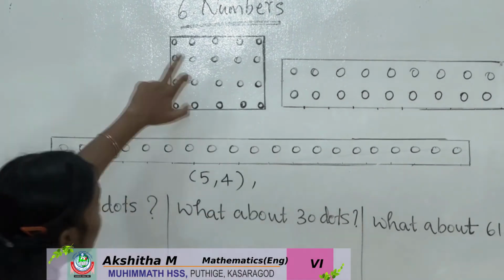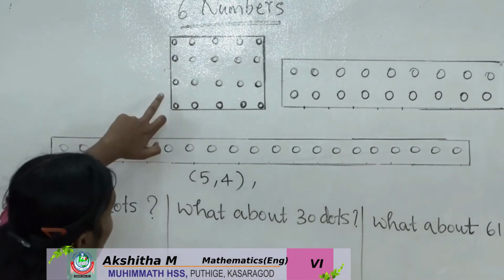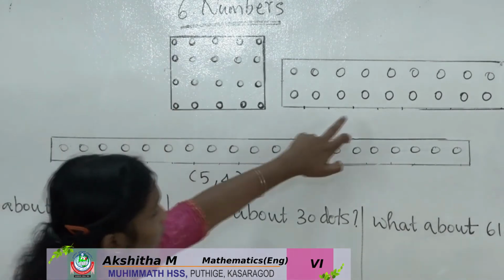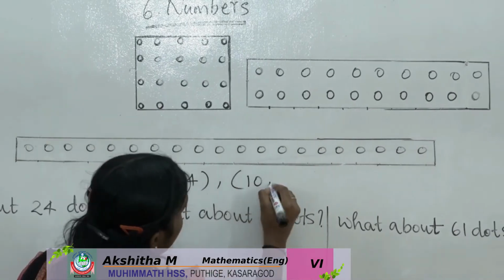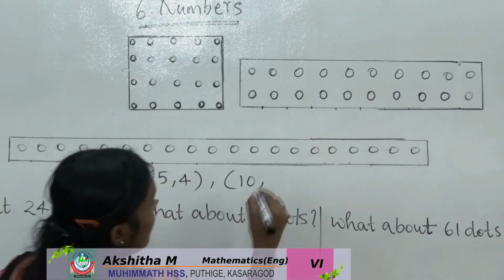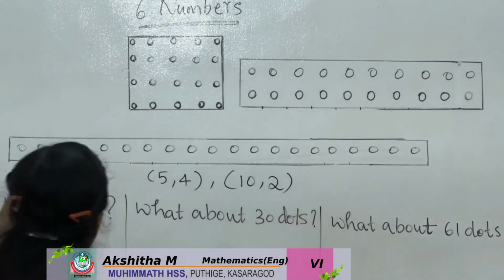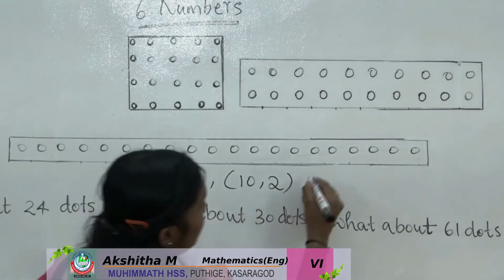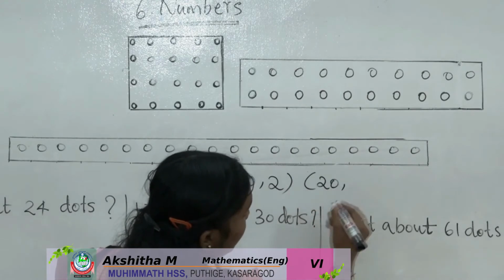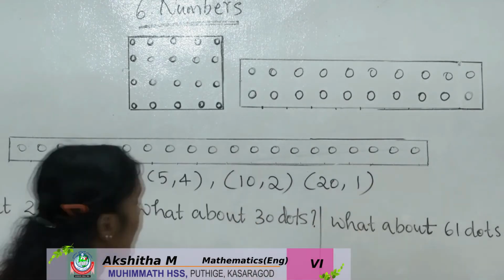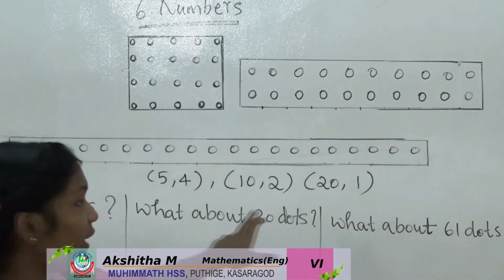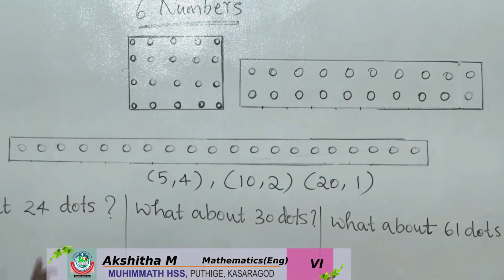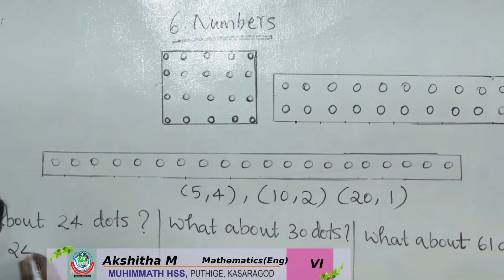Here 5 dots wide, 4 dots high, and the next one 10 dots wide, 2 dots high, and the next one 20 dots wide and 1 dot high. Is it clear? This one we can write like this. What about 24 dots? How can we write that?